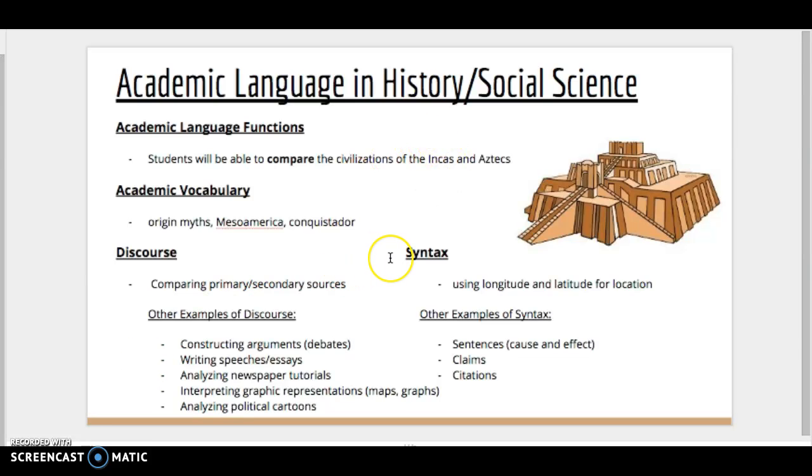And for syntax for this example, I'm using longitude and latitude for location. Other examples of syntax may be sentence structure of cause and effect, and claims and citations. And so yeah, that concludes my presentation on academic language for history and social science.